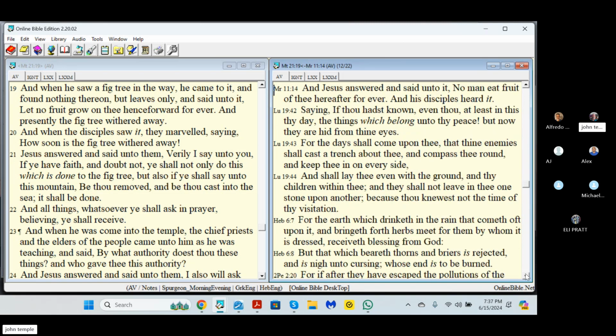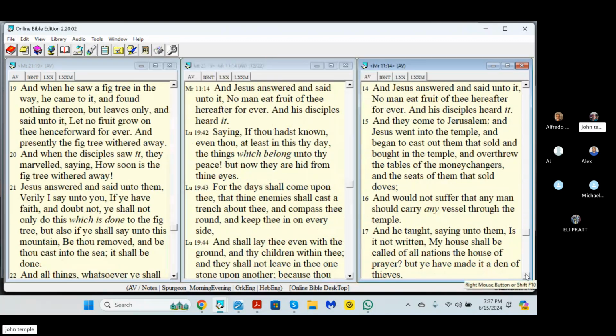Which one is it? Oh, Mark 11. And Jesus said unto him, no man eat fruit of thee hereafter. And his disciples heard it. And they came to Jerusalem, and Jesus went into the temple and began to cast out them that sold and bought in the temple, and overthrew the tables of the money changers and the seats of them that sold doves. And he would not suffer any man that should carry any vessel through the temple.